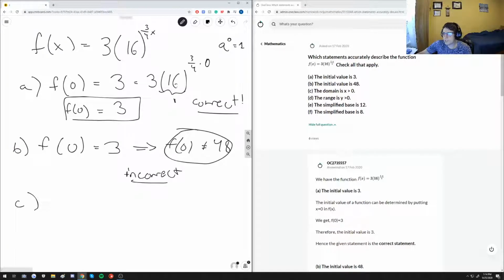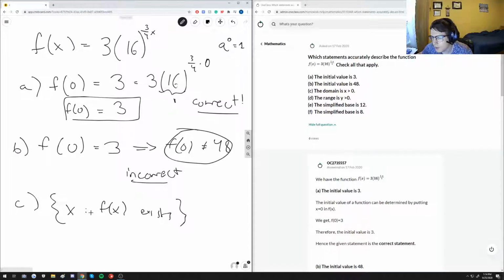Okay? And now we have the next statement. The domain is x greater than 0. So this statement is incorrect, and I'll explain why. The domain is all x such that f of x exists, right? So all values of x where you get a defined value in the function.